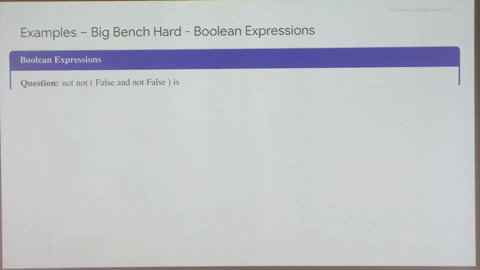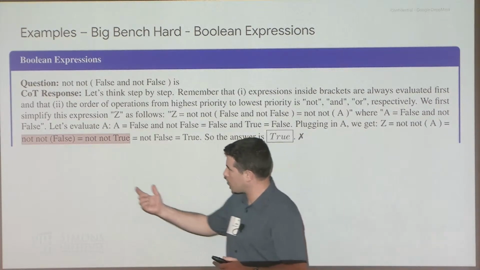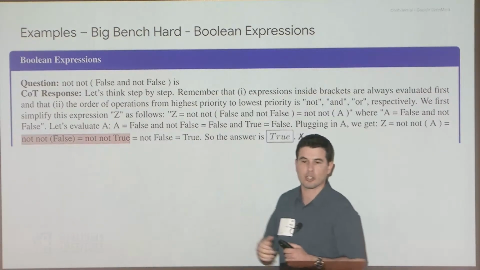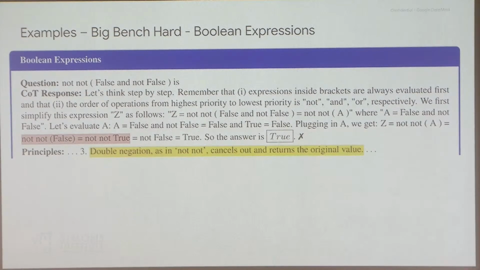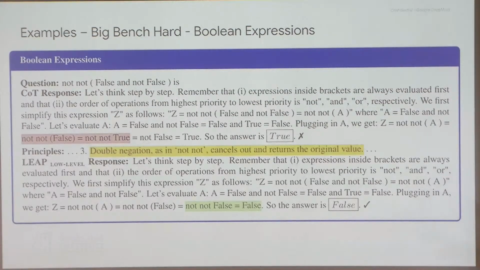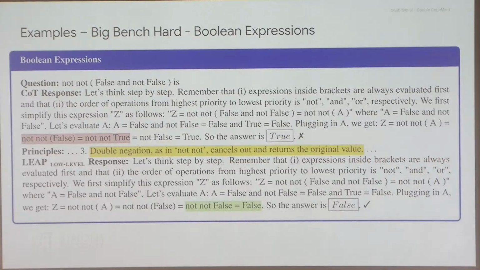Here's an example from the Boolean Expressions benchmark, where the task is to simplify this Boolean expression: not false and not false is. The baseline chain of thought reaches a state where the expression is not false and simplifies that to not true, which is a mistake, and reaches the final incorrect answer. In contrast, one of the principles that was learned in this case was double negation, as in not not cancels out and returns the original value. And indeed, using the same few-shot examples, everything the same except that we included these principles as well, the model reaches the same state of not false and simplifies that to false. And eventually, the final answer is correct.